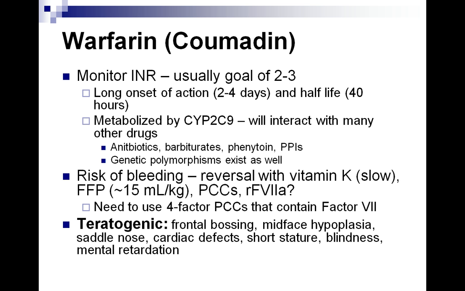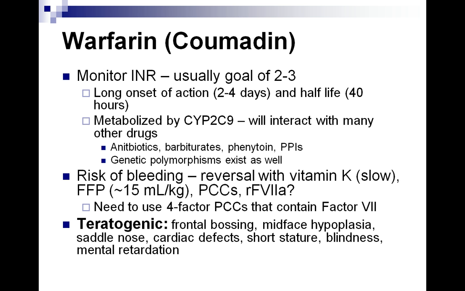Unfortunately, patients on Coumadin are at increased risk of developing bleeding complications. And we see this all the time, especially patients with subdural hemorrhages and other bleeding. When this happens, we can reverse it with vitamin K, although that's relatively slow. We can give FFP, which needs to be given at a dose of about 15 milligrams per kilogram. That's a lot of fluid.